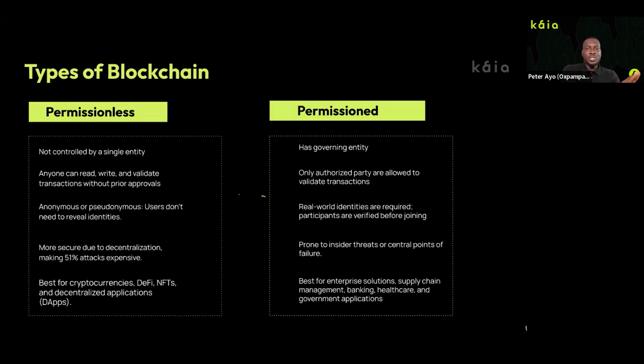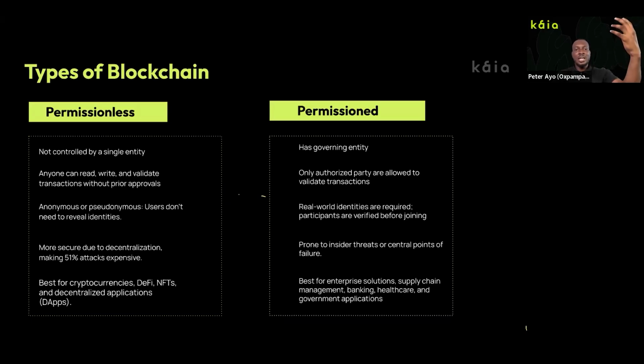We have permissionless blockchain and permissioned blockchain. So when we say something is permissionless, it means that anyone can access it. Anyone from any part of the world can access it, right? Anyone can read, anyone can write and validate transactions without prior approvals, right? That means that you can just open up your wallet and write transactions to the blockchain. It makes it permissionless. The next thing that makes a blockchain permissionless is that it is not controlled by a single entity. It speaks to the fact that it is decentralized, right?